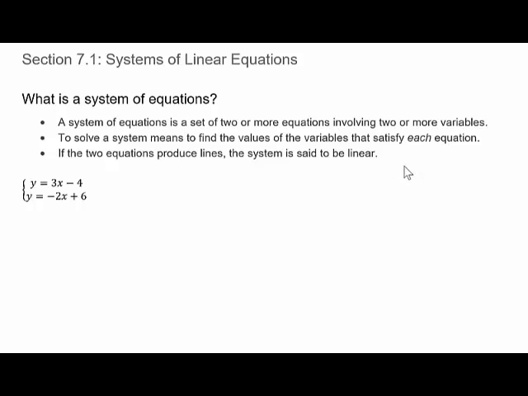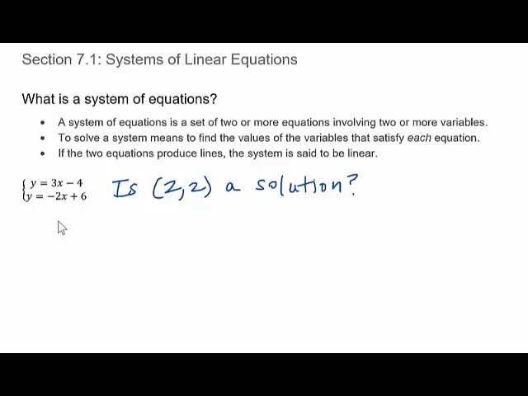And then if two equations produce lines, the system is said to be linear, which is the type of system that we're going to be looking at in this section. For example, here's a system, y equals 3x minus 4, and y equals negative 2x plus 6. A solution to the system is an ordered pair satisfying both equations. So we want to determine whether (2, 2) is a solution to this system.